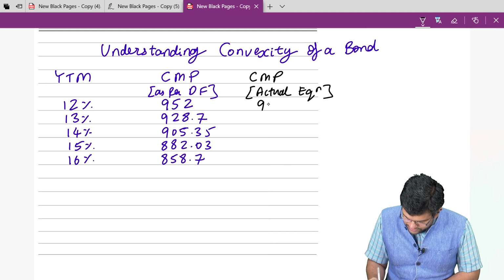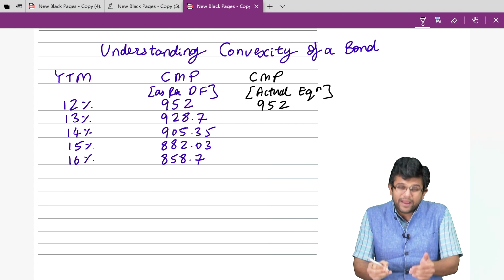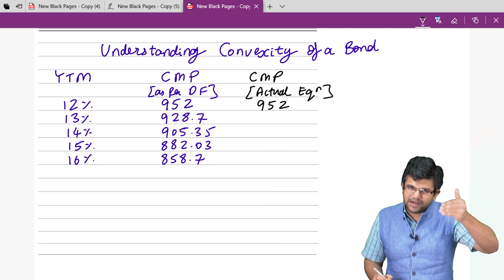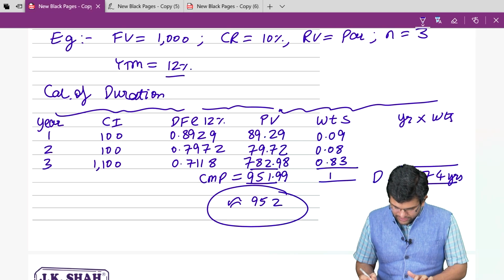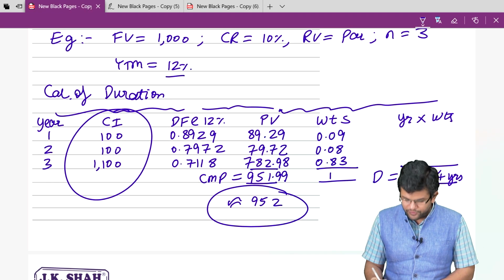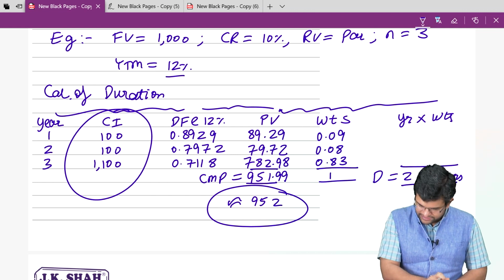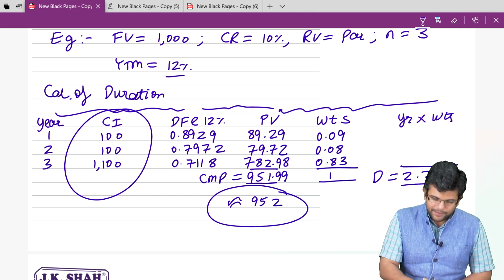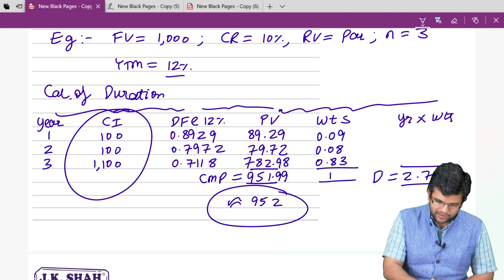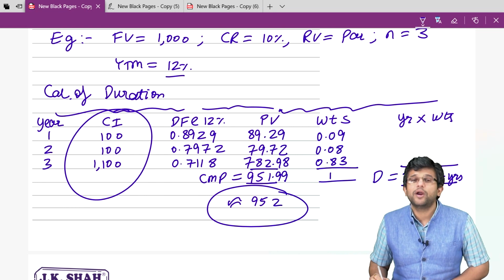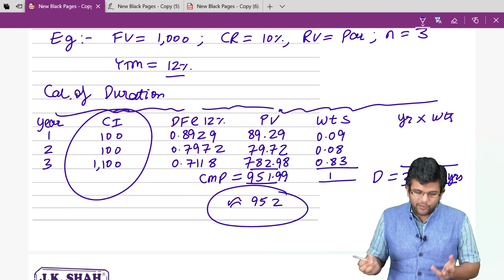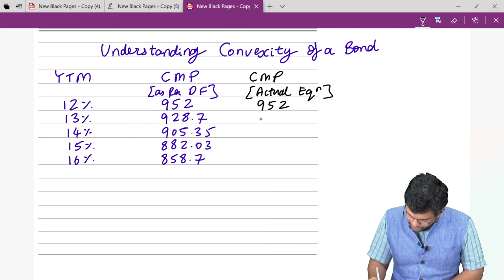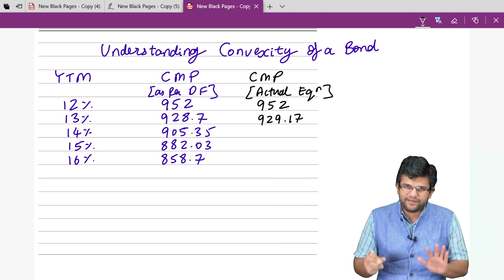So children, this of course is 952, there is no doubt about it. But when we change from 12%, if it goes to 13%, let's calculate. So students, do you realize these are your cash flows? Now we have to discount them at 13%. So what we will do is 100 divided by 1.13, plus 100 divided by 1.13 squared, plus 1000 divided by 1.13 cubed. This comes to 929.17. Okay, 929.17. So I'll just write down here 929.17. Everybody follow until here?